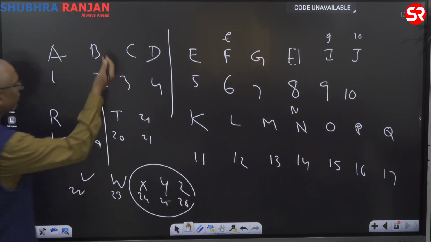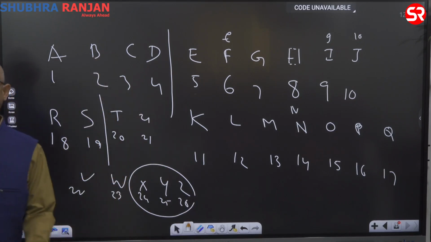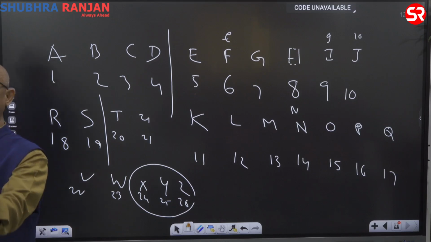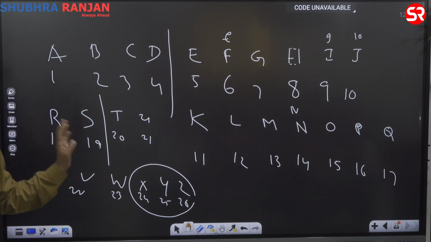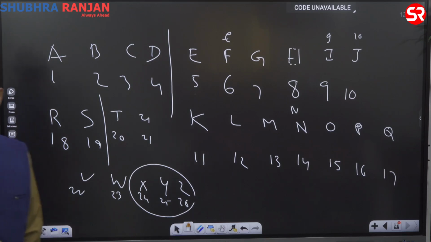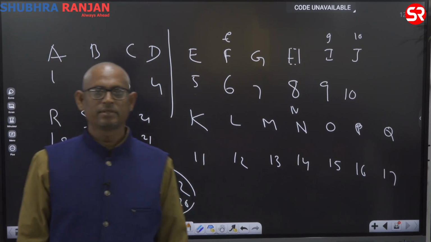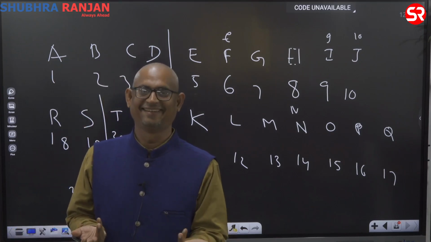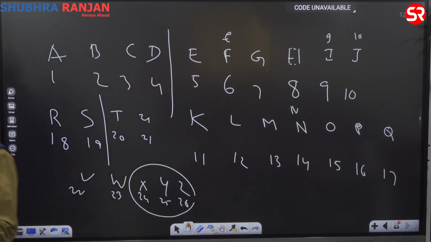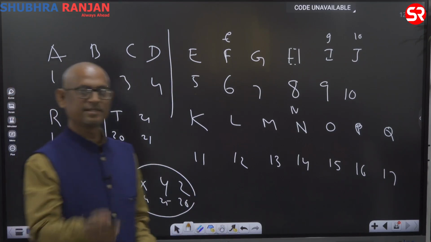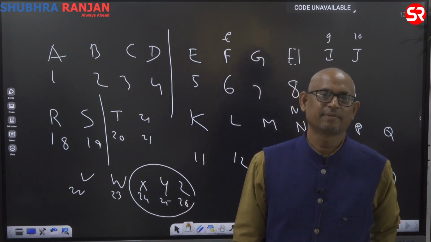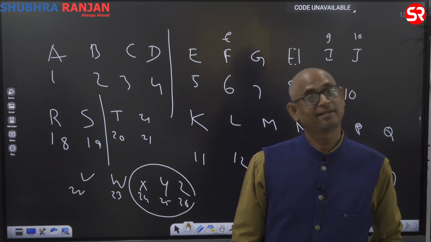So ABCD is 1, 2, 3, 4. X, Y, Z is 24, 25, 26. Remember. See, by seeing the alphabet itself, you have to remember the number. It will help you a lot. Though it seems to be funny, you have to. But see, whether the exam is coming or not, you have to check. Unfortunately or fortunately, if the examination is there on the desk and you are seeing the numbers, then what will happen? Nothing will happen.